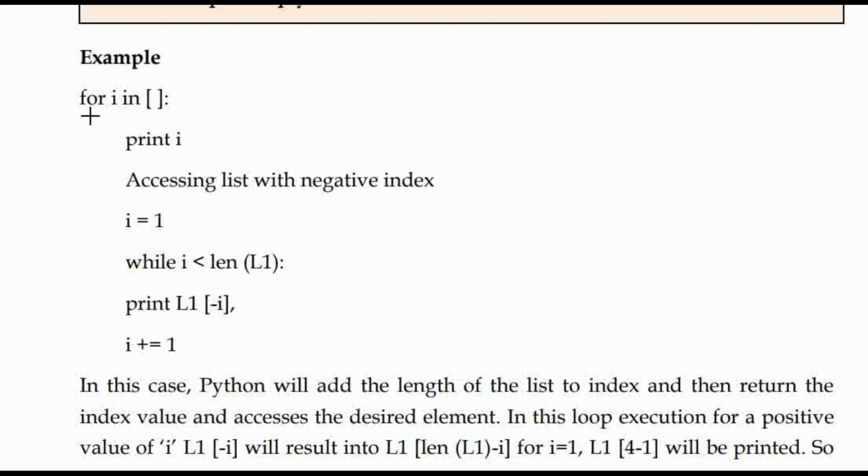Example: accessing the list with a negative index. i is equal to 1, while i is less than len of L1, the length of list L1, print L1[-i], and i += 1. It is incrementing i by step 1.